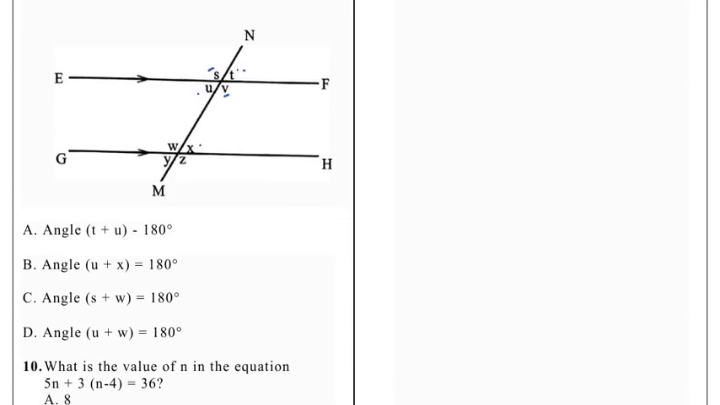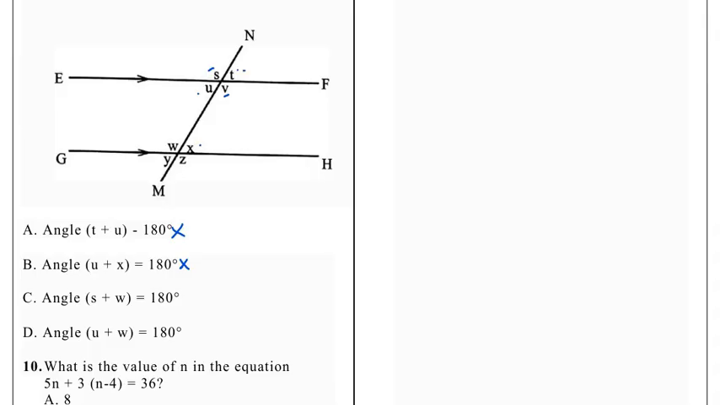Angle T plus U minus 180. That one has no meaning for that. U plus X is equal to 180. No, alternate angles do not add up to 180 degrees. It is not a must. We may have some adding to 180 degrees, but not always.